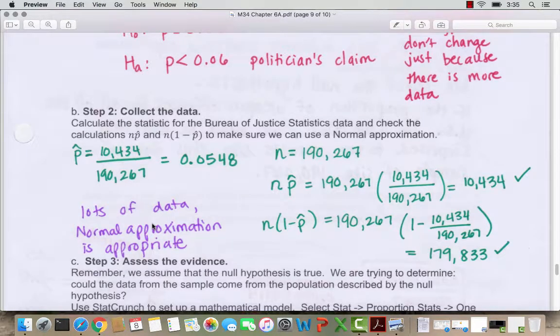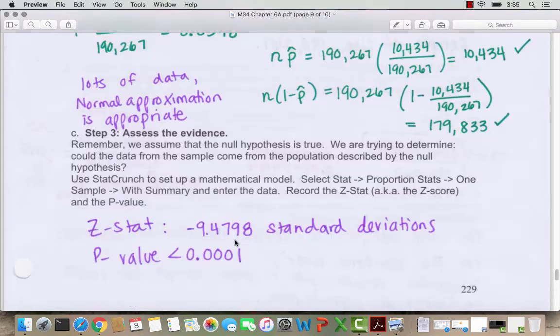So now we want to figure out what is our p hat. That's the 10,434 out of 190,267, and that is 0.0548. And then our n is a lot bigger. So you can check to make sure that we meet our conditions here for a normal approximation. And of course, since these are very large numbers, we definitely have more than 10 in each of these piles or cases here. So we have lots of data. A normal approximation is appropriate.